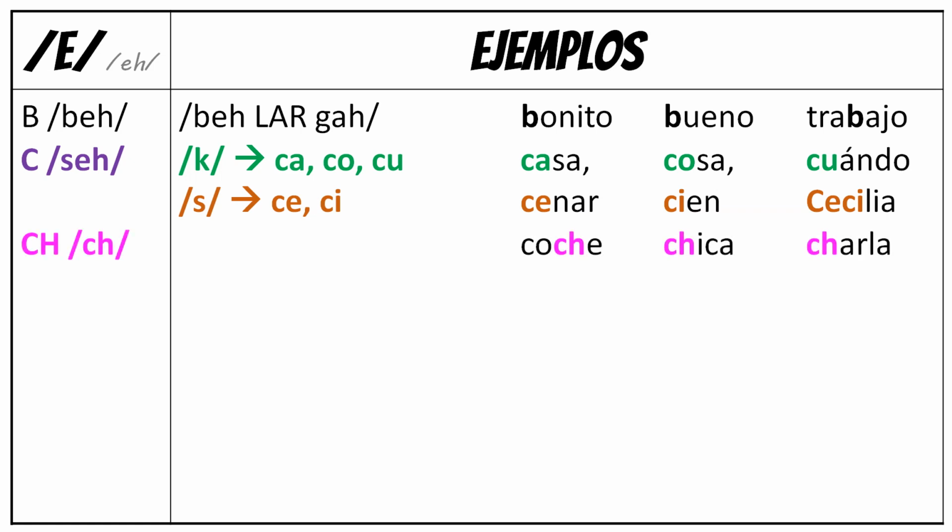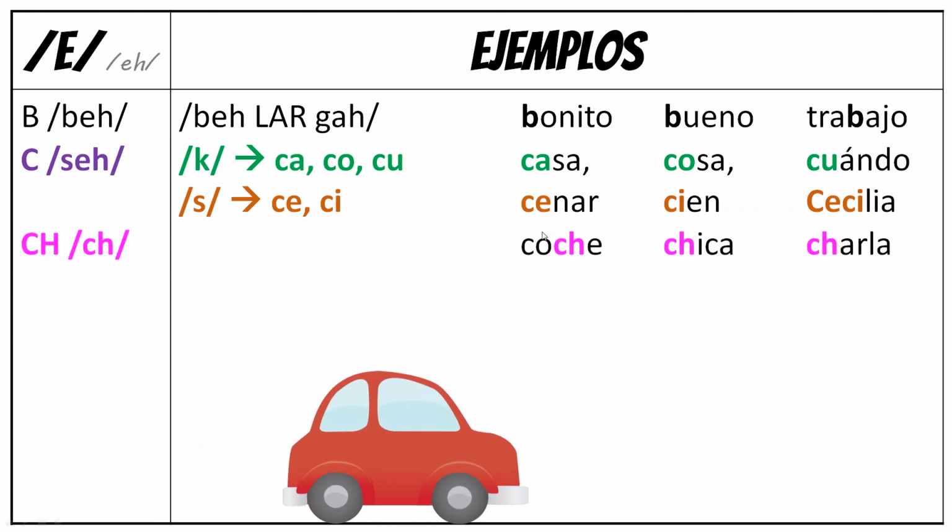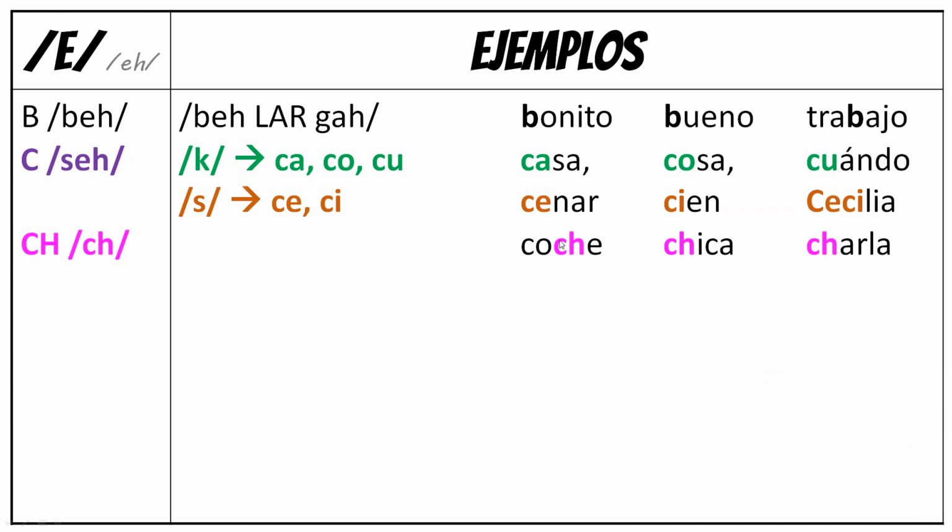CH, we saw that the H is mute, but when combined with C, it sounds like ch. Coche, chica, charla. D, Daniela, verdad, duda.